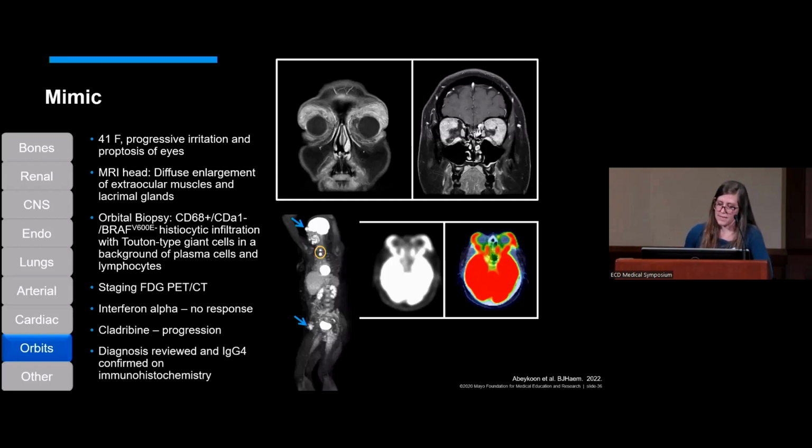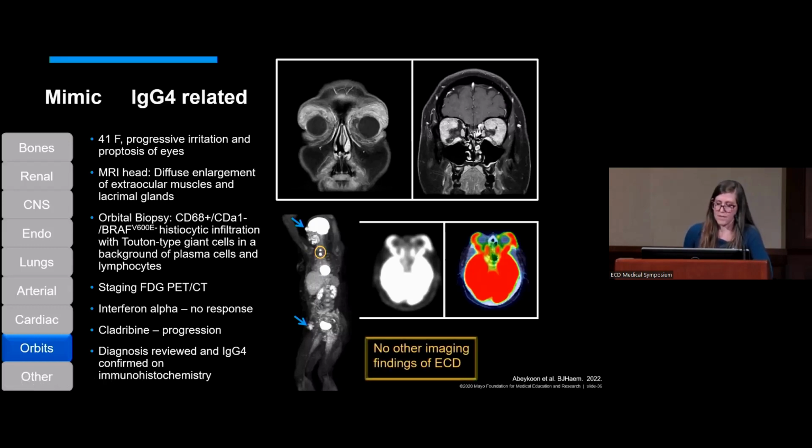The only site of involvement is the orbits. These thyroid nodules were incidentally noted, and the lymph node, I think, had improved. So that's an example of IgG4 related disease. And so on imaging, there were really no other findings to suggest Erdheim-Chester disease.